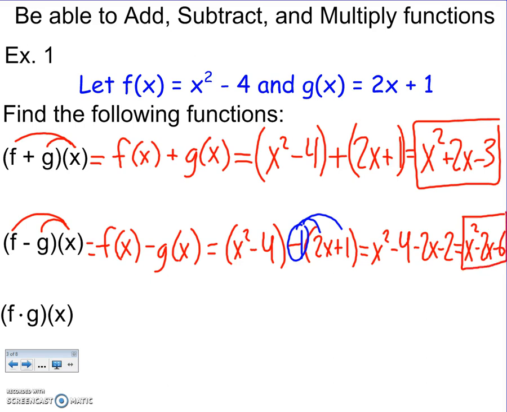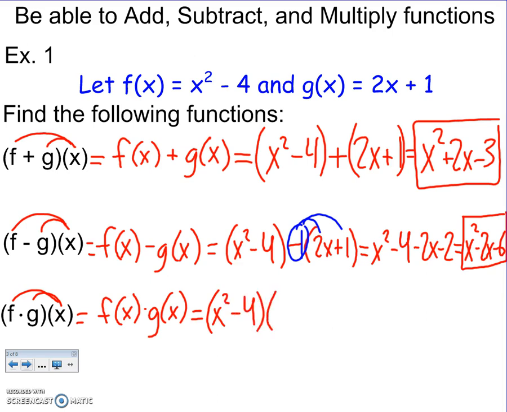And lastly, probably the one that's confusing is multiplication. Down here, this x goes to both of them, so that's really f of x times g of x. So I plug the f of x and g of x in. That is x squared minus 4 times 2x plus 1. I don't know if y'all remember, but we have something called FOIL, or what I call double distribute. When you have something outside parentheses, you have to distribute it in. This x squared has to multiply both of these, and then this negative 4 has to multiply both of these. There are going to be 4 things.